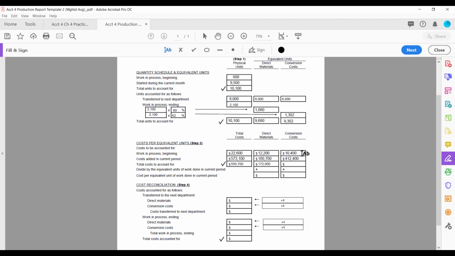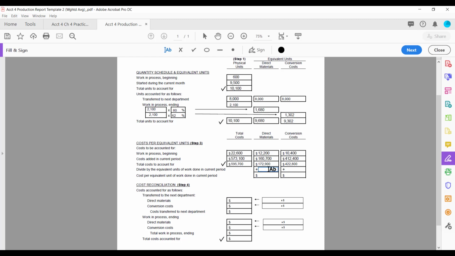We'll do the same with conversion costs. We started with $10,400 of conversion costs in beginning inventory for work in process. Then we spent even more. We spent $412,400 on more conversion costs during the period within this department with relation specifically to conversion costs. So when you add those two together, you should get $422,800 there. All right, so we found the total cost to account for overall, but also specifically if we break it down into direct materials and conversion cost categories. So that's the total cost to account for.